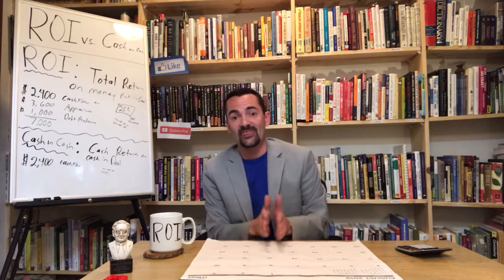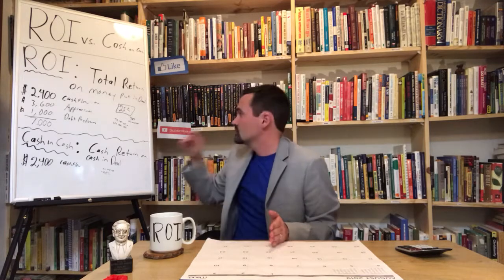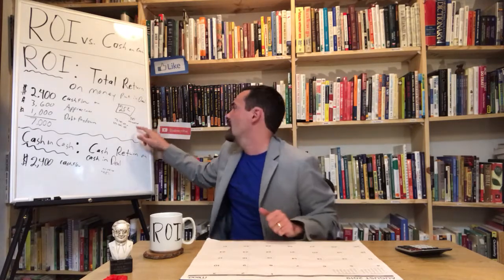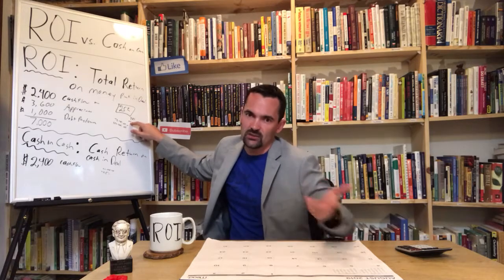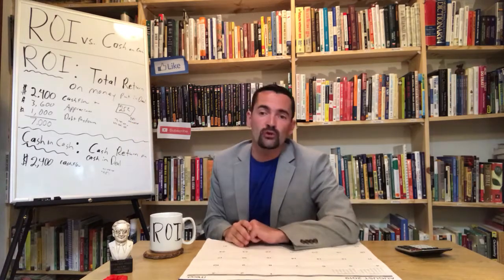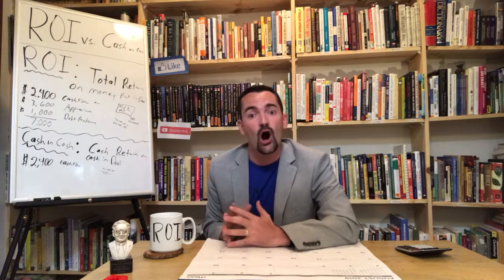Usually you want to look at that on a per-year chunk. So you would divide by how many years. That's 14%, because we set it over 2 years. So that's a 14% annualized ROI.